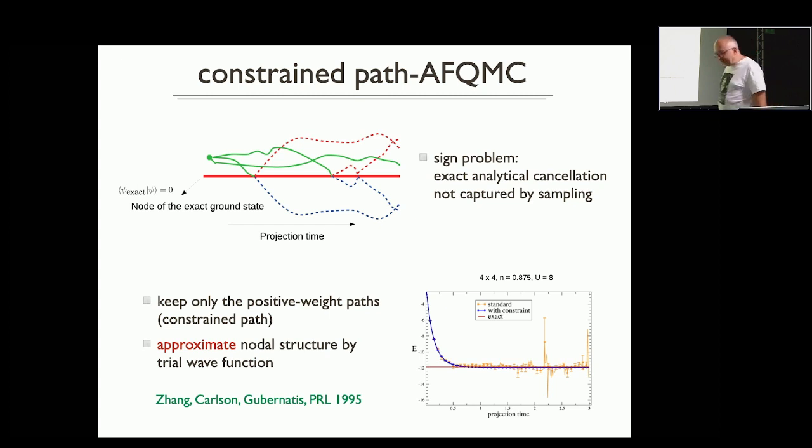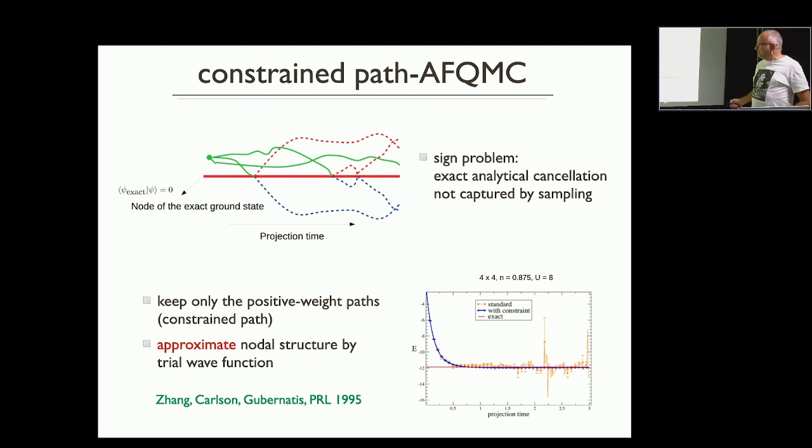In terms of these auxiliary fields, it means that these paths, which are kind of given by the values of the auxiliary fields, will split up and cancel exactly. Now this exact cancellation is not captured by stochastic sampling, and that's where the sign problem comes from. So the answer is, well, keep only those paths that do not hit the zero line, and do stochastics with those. The problem is, of course, you don't know the exact wave function.